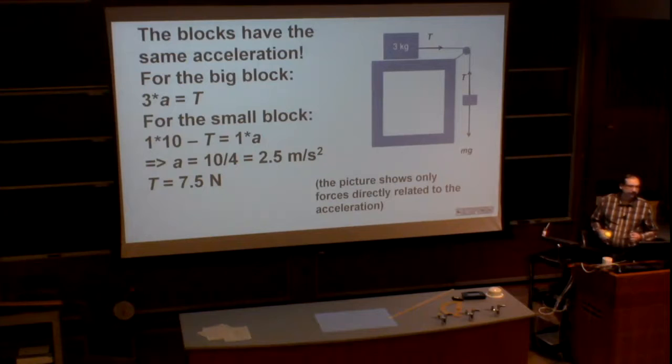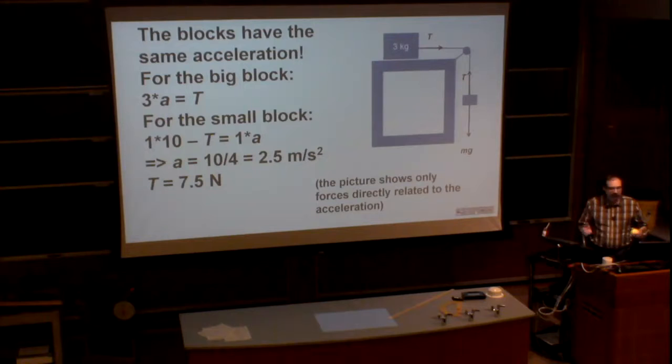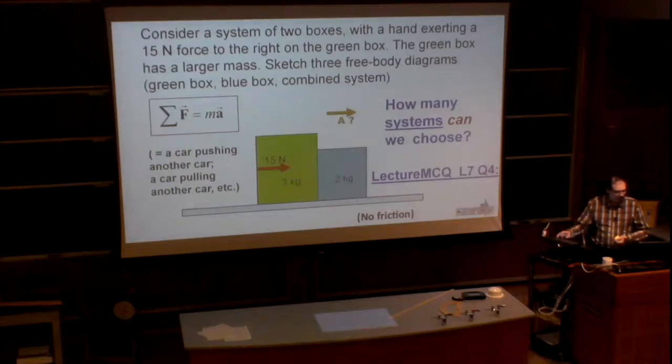And this example covers all situations when several objects, normally just two, are connected and move simultaneously, maybe in different directions. Doesn't matter. As long as we use a massless, unstretchable string, we can always connect the motion of object number one and the motion of object number two. Any questions? Next example.